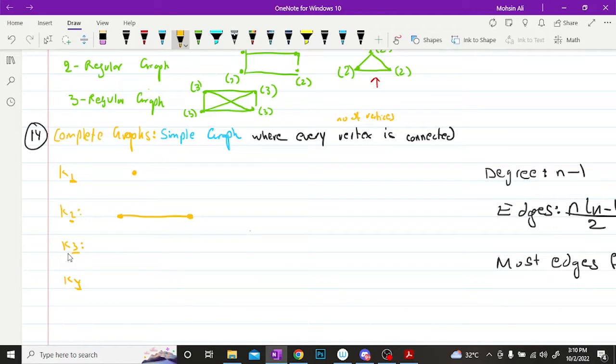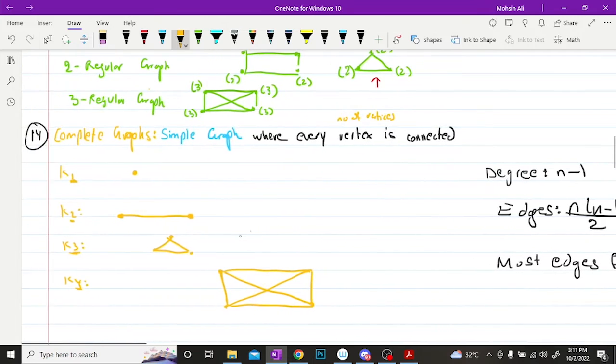In K of 2, it's going to be 2 vertices connected to each other. For 3, that's going to be 3 vertices connected to each other. For 4, this is going to be a box, right? 4 vertices which are connected to each other. So this one is connected to this, and then we do the same thing over here, and that completes it. So that's a complete graph.